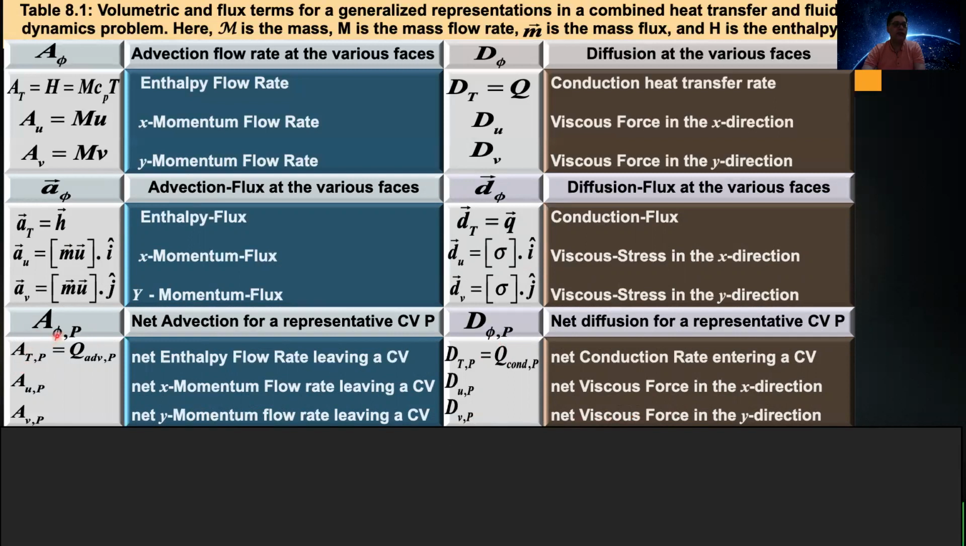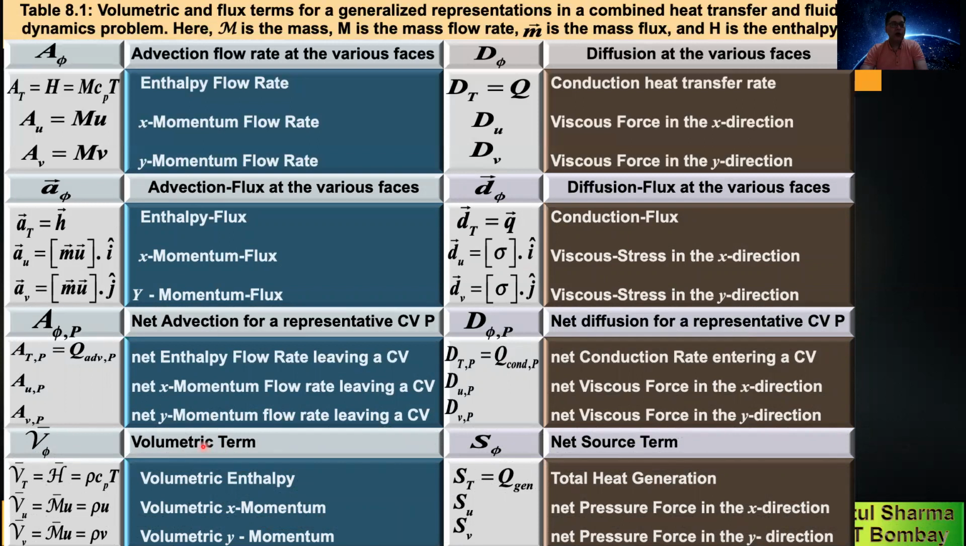this A phi P, if phi is T, gives you the net enthalpy flow rate leaving across the surface of the control volume. This is obtained by taking the product of the fluxes with the surface area and summing it up. So when you calculate the net outflux, you get the net enthalpy flow rate leaving across the surface of the control volume. And for x momentum and y momentum, if you calculate the net outflux considering the momentum flow rate, you obtain the net x momentum flow rate leaving a control volume, which is represented by this symbol. And A V P represents the net y momentum flow rate leaving a control volume.